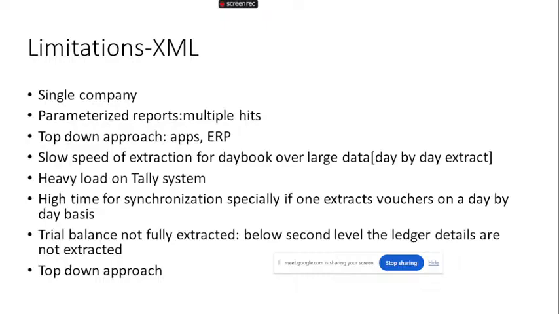So the XML limitations we got were: it will extract only for a single company. For parameterized reports, you will have to hit multiple times. It's a top-down approach. If you do voucher register, it will be a very slow extract, so you have to extract it day by day. I had initially spent a lot of my money and time extracting daybook or voucher register day by day between DSP from and DSP to date and putting it in a database, with a heavy load on the Tally system, and the trial balance is only up to Alt F1. F5, F4 is not there. Clear?